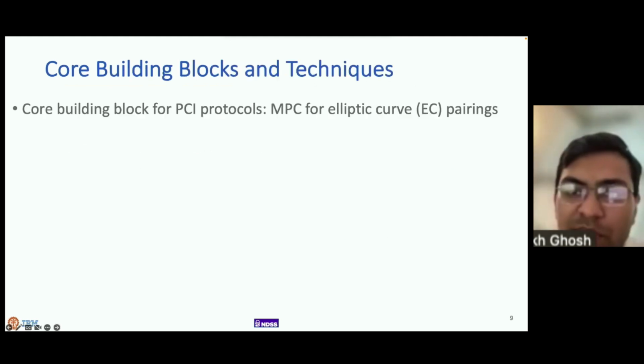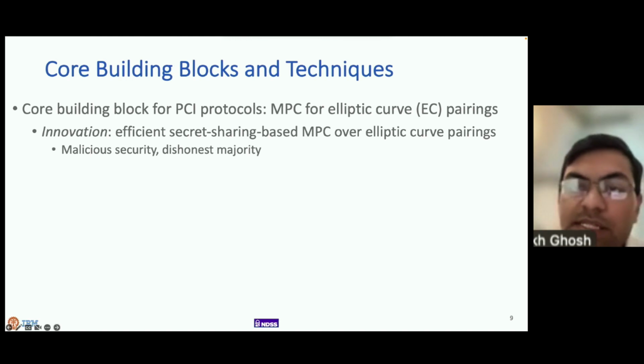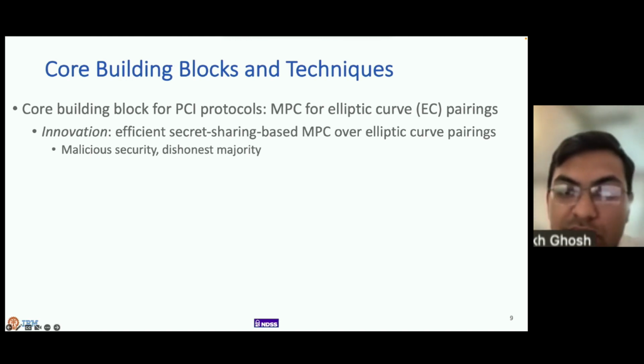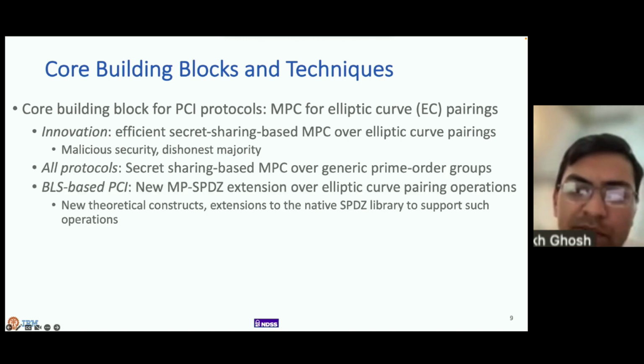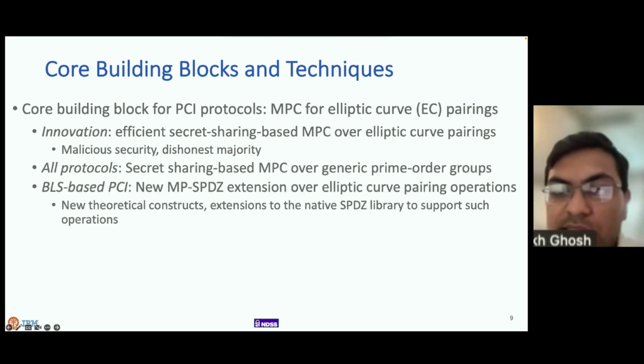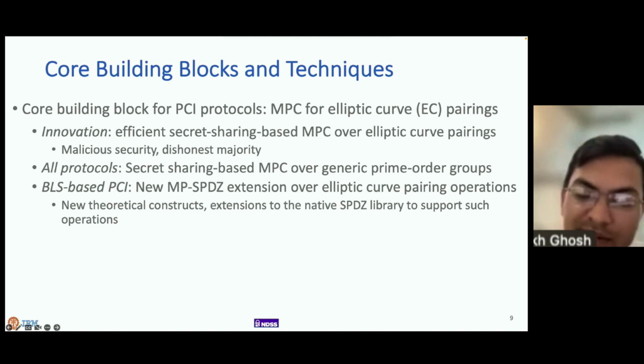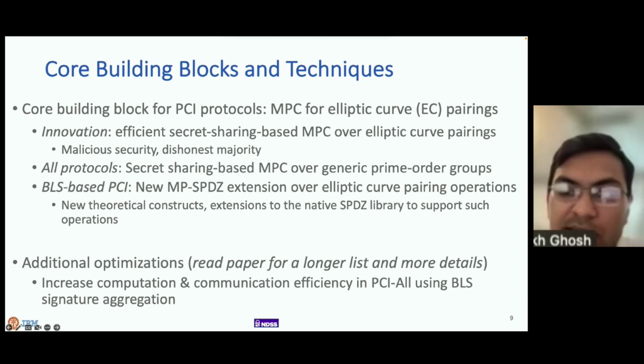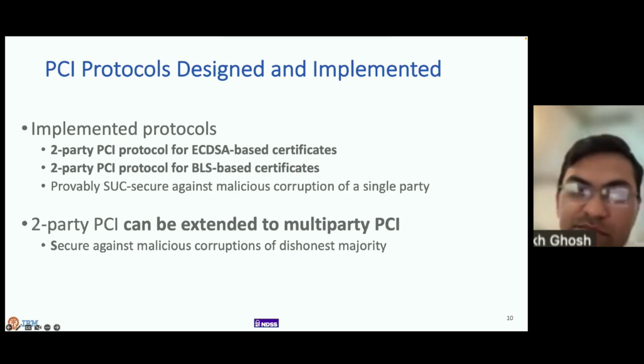The core building block of our PCI protocols is MPC for elliptic curve pairings. We introduced efficient secret-sharing-based MPC over elliptic curve pairings, and this works for malicious security and the dishonest majority setting. We developed new theoretical constructs and extensions to the native MP-SPDZ library to support elliptic curve pairing operations. Apart from these, there are many other optimizations, such as optimizations in the implementations allowing concurrency, etc. More details are there in the paper.